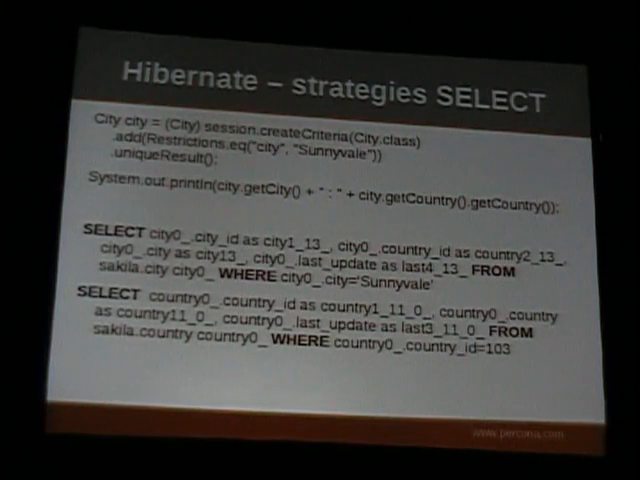The first one will be fetching from CD and have the equality in the where. And the second one will be fetching from country, and the equality will be based on the mapping file that we have declared for Hibernate to relate those two tables. So that's the result of the select strategy.